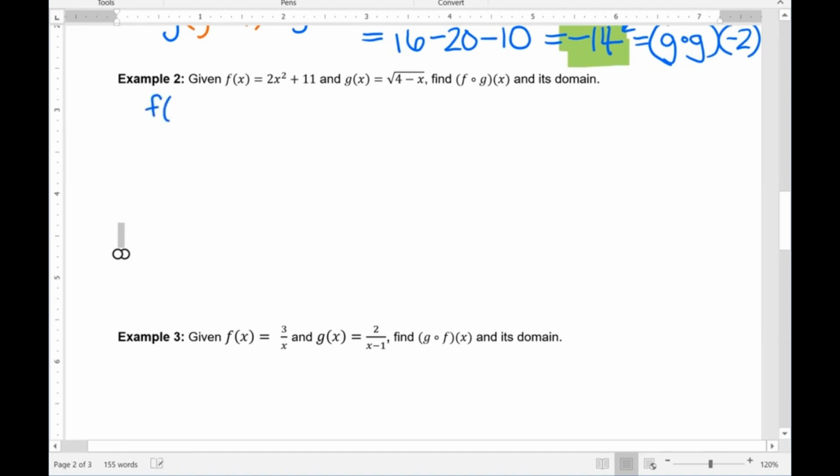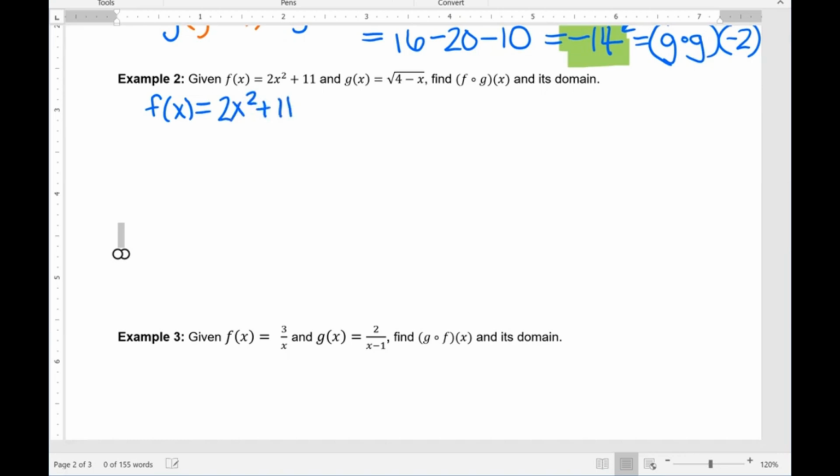I'm going to make my f of x equal to 2x squared plus 11. I'm going to make that in blue. And I'll make my g of x equal to the square root of 4 minus x. I'll make that in orange.